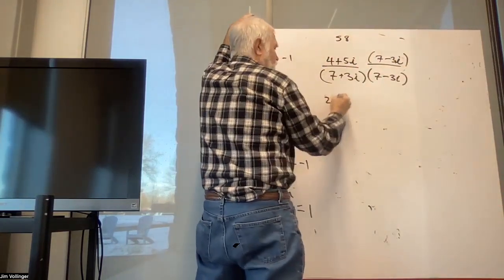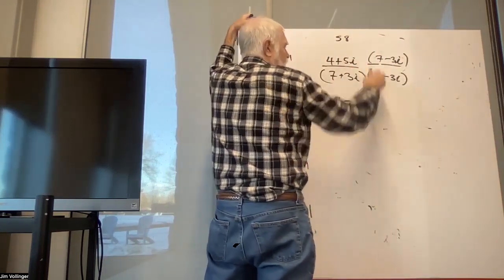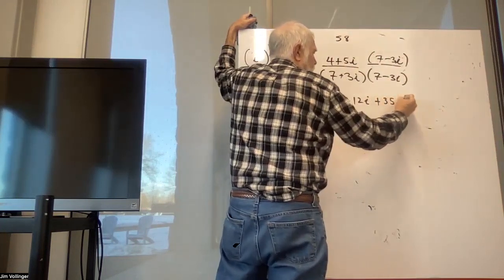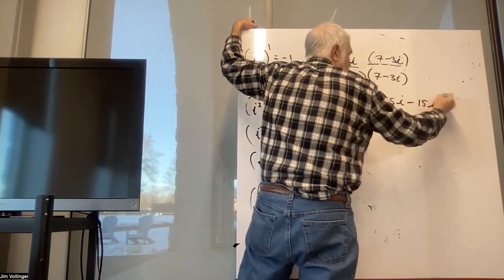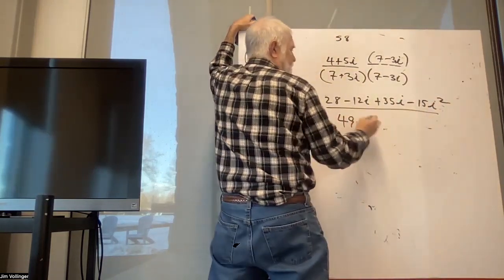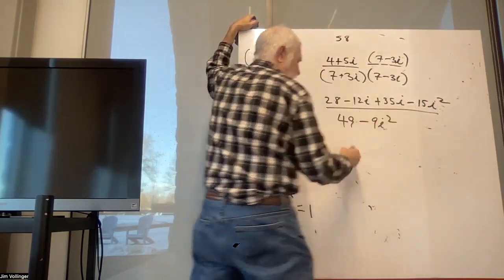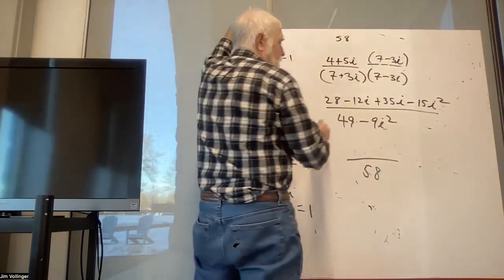4 times 7 is 28. 4 times minus 3i is minus 12i. 5i times 7 is 35i. And we have a minus 15i squared, which is going to become positive 15, all over 49 minus 9i squared. Well, there's our 58 in the denominator. I said it would be that.